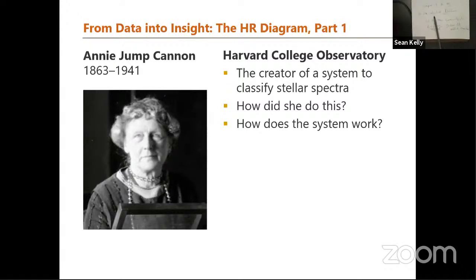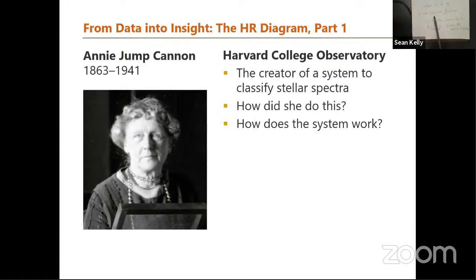Please write her name down. She was in charge of a group of women, they were all women, who were supposed to organize the data that had been collected for the last 10 to 20 years, all of these photographic plates with the spectra of the stars. And she was told, organize this, okay? Make this organized. And so this is kind of a big deal, right? The astronomers actually didn't know how to organize stars. They had no idea. And so they just gave her this task and she figured it out.